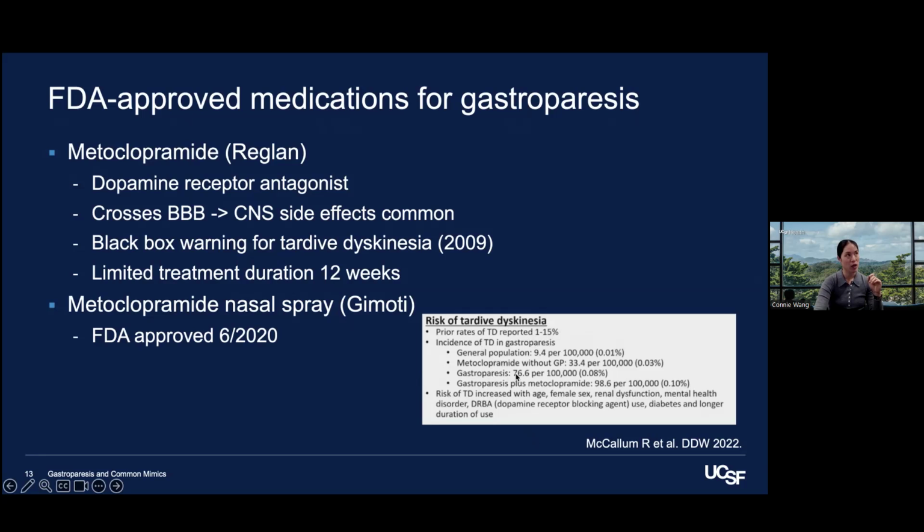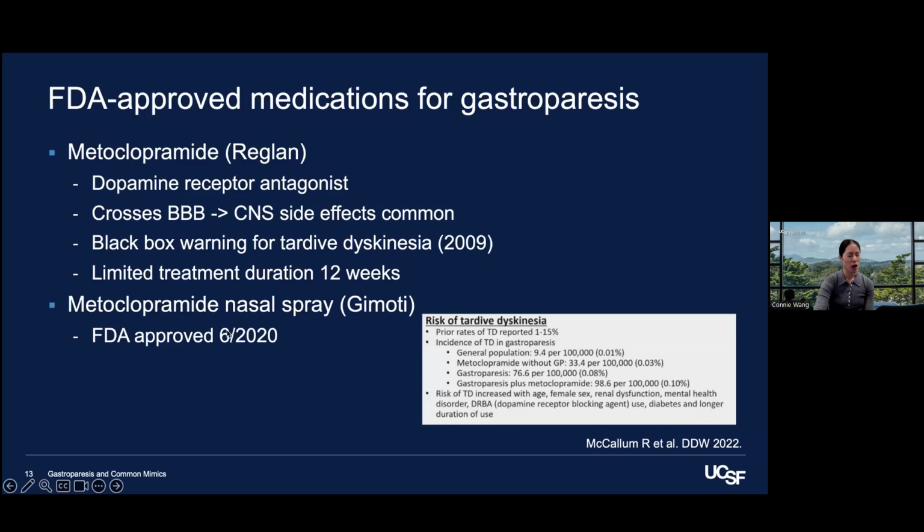And just to highlight, especially after 2009, there was a lot of hesitancy around prescribing this medication because of that concern and risk for tardive dyskinesia. But the older studies reported as high as 1 to 15% of patients may develop tardive dyskinesia, which is probably much higher than it was in reality. A more recent abstract presented at DDW in 2022 found that the incidence of tardive dyskinesia in patients with gastroparesis versus the general population was quite similar. In the general population, those on metoclopramide for other reasons had an incidence of about 0.03%, versus about 0.1%, so 1 in 1,000, in those with gastroparesis on metoclopramide. The risk of tardive dyskinesia increases with certain risk factors: older age, female sex, renal dysfunction, mental health disorders, use of other dopamine receptor blocking agents, diabetes, and longer duration of use. So just keep this in mind.